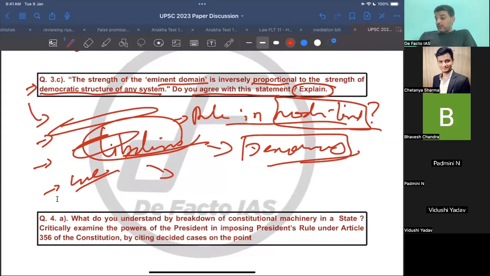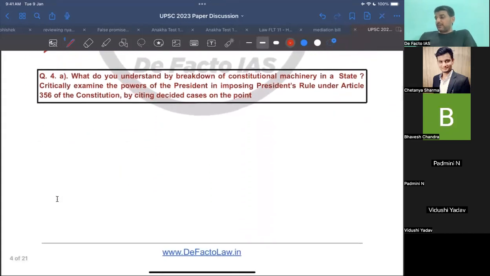Okay, now let us come to 4A. What do you understand by the breakdown of constitutional machinery, Article 356? Critically examining the power of the President in imposing President's rule, citing and deciding cases. Right now, there is only one case. If you remember, the most famous was SR Bommai. So how will you start it?